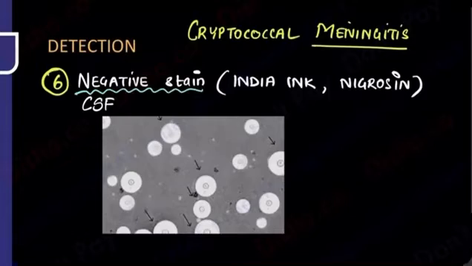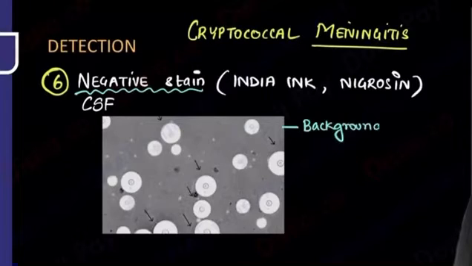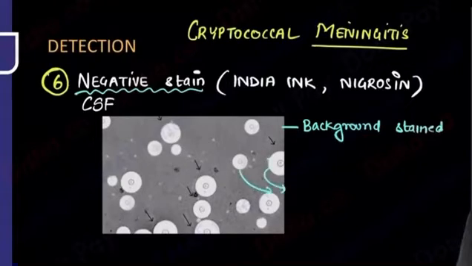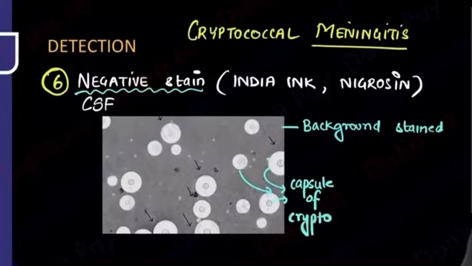And the same concept I have taught you in your general microbiology also. Why do we call it negative? Because look at the background. It's actually the background that you are going to stain. The background is stained, and what is not stained? Look at this. What is this white thing coming? Something has not picked up the stain. That is the capsule of Cryptococcus. That is what I wanted to tell you.